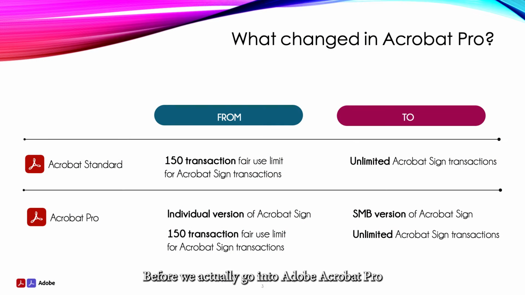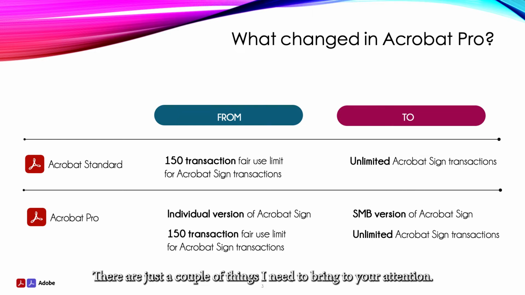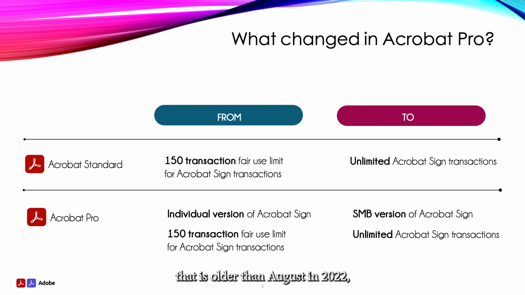Before we actually go into Adobe Acrobat Pro and I show you how to use the request for signature feature that is available, there are just a couple of things I need to bring to your attention. So if you are using a version of Acrobat that is older than August in 2022, there are some limitations that you will still experience.